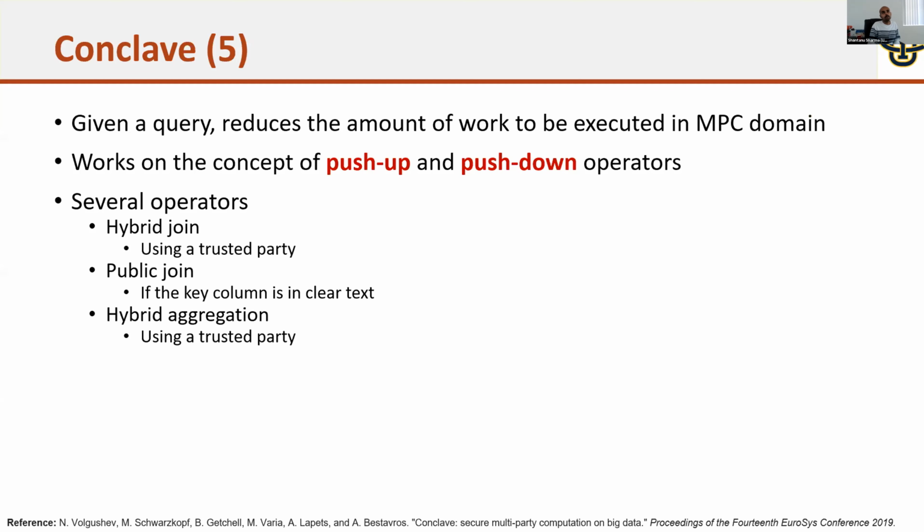So they propose several operators. First one is for the join, they call it hybrid join. Hybrid join means whenever they use a trusted authority for sorting the data based on the key. Public join means if the joining column is in clear text, this is called a public join. Hybrid aggregation means again you are using the trusted authority for doing the join aggregation operation.